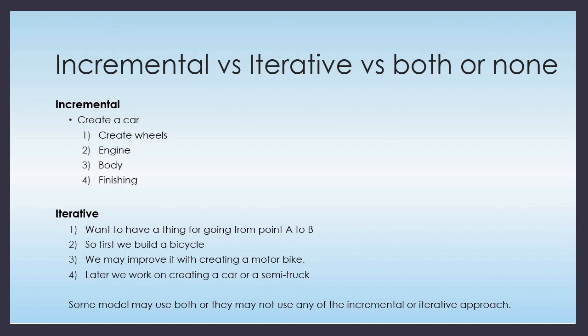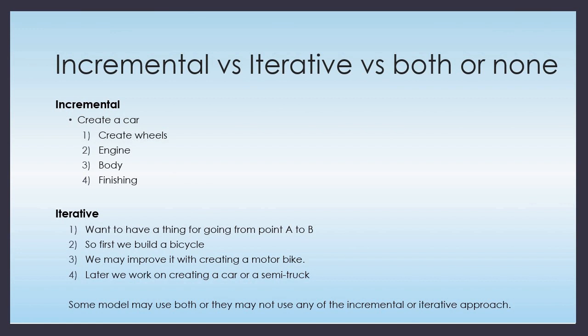The other way we can categorize software development models is incremental versus iterative. Here we will take an example: if we want to create a vehicle. In the incremental model, we know very well what we want to build. So we create different components in different phases, like creating the wheels separately, the engine separately, the body separately, and finishing by assembling them together.